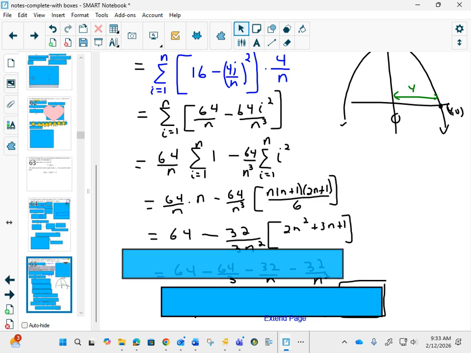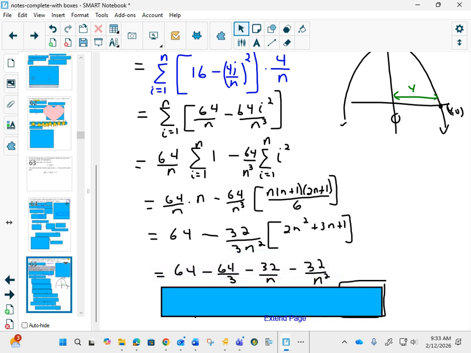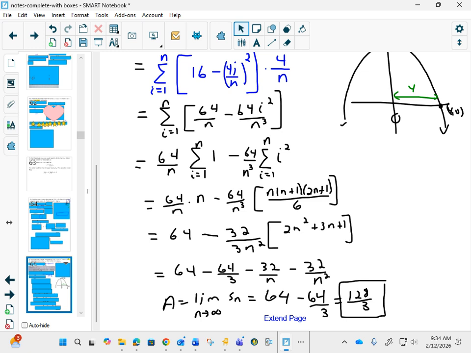So I multiply it out, I distribute, and I get 64 minus 64 over 3 minus 32 over n minus 32 over n squared. And if we take the limit as n goes to infinity, all those ones with n's on the bottom go away. And we figure out that the area under that parabola from 0 to 4 is 128 over 3.